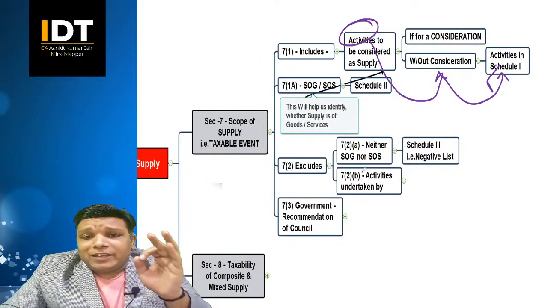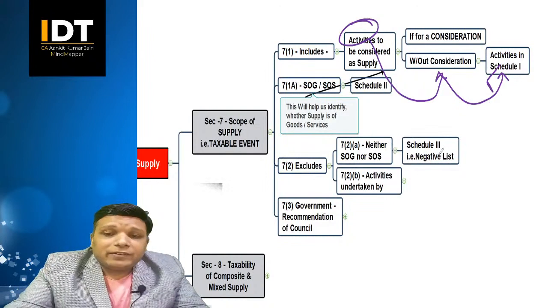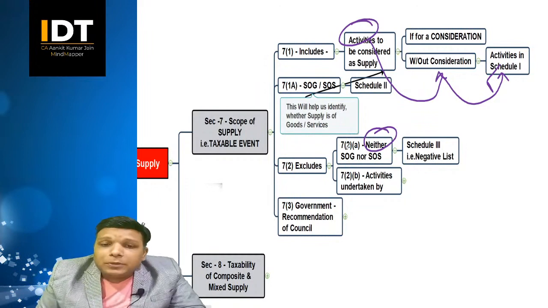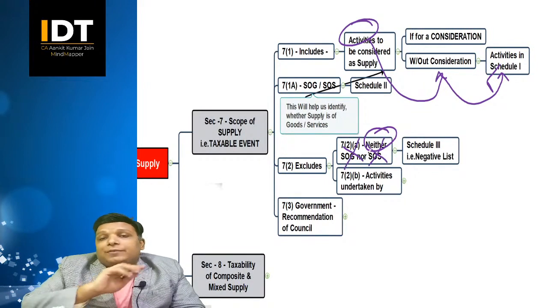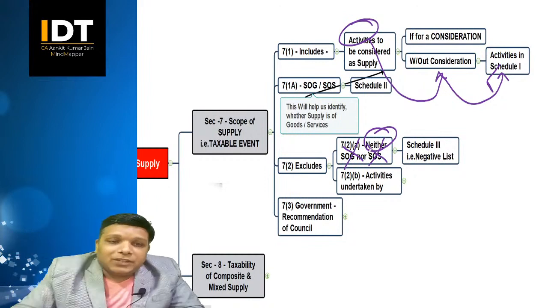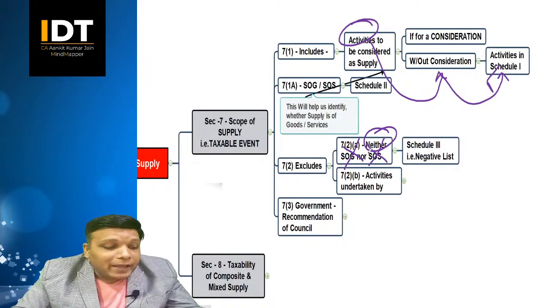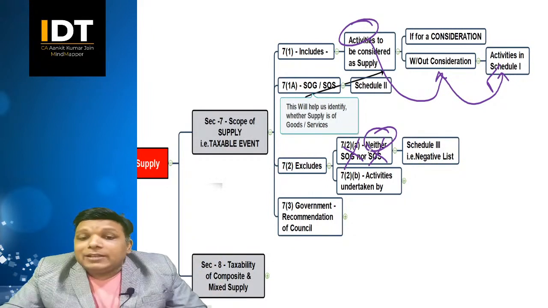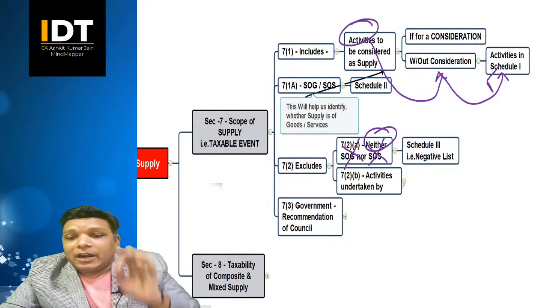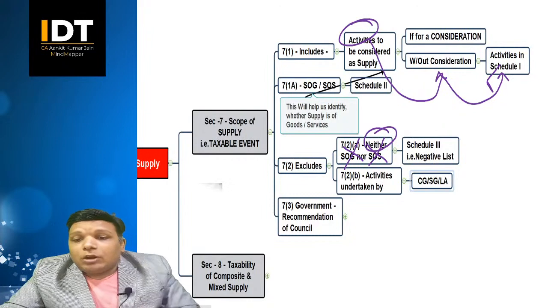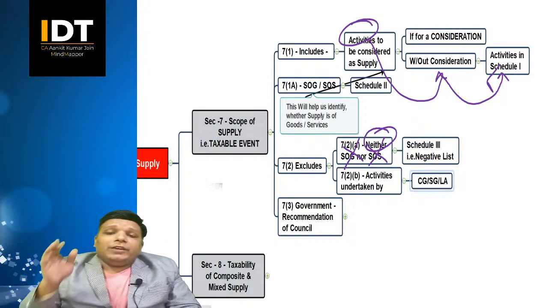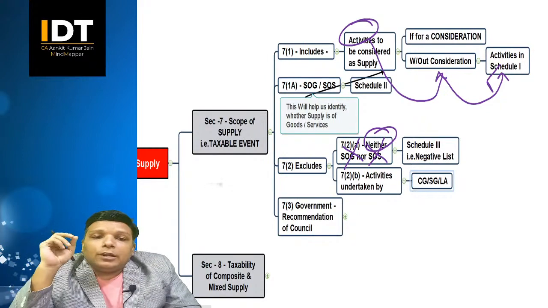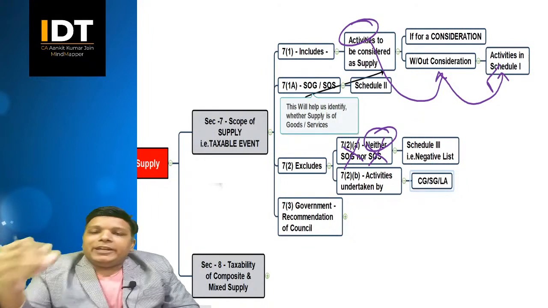Now 7.2a, we have seen, is schedule number 3, which gives a negative list. That means these are the activities which will not be classified as supply of goods nor as supply of services, right? They are specifically excluded from the scope of supply, and once excluded, there is no need to go further. We know that, correct? 7.2b explains activities undertaken by the central government, state government or local authority. Those will also be excluded. We will go into detail of these sections also.